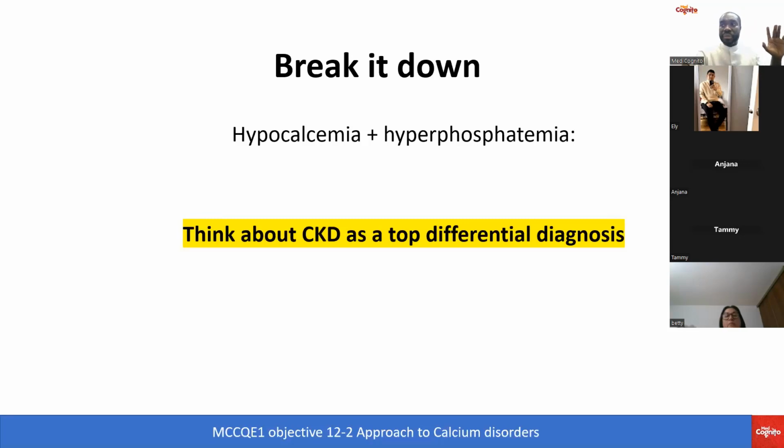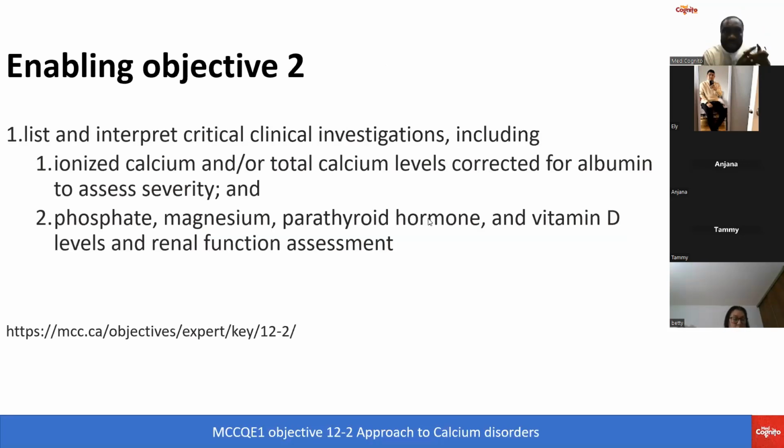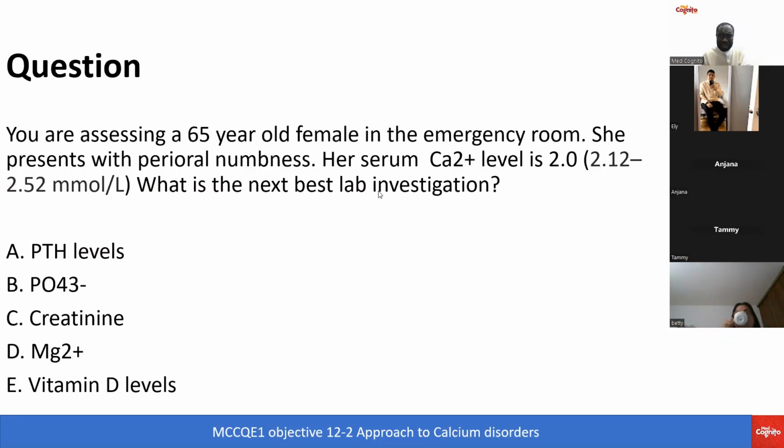Away, you are done. Now, next objective, he says, list and interpret clinical investigations, including ionized calcium or total calcium corrected to albumin to assess severity, and phosphate, magnesium, parathyroid hormone, and vitamin D levels, and renal function assessment. So let's get into it.